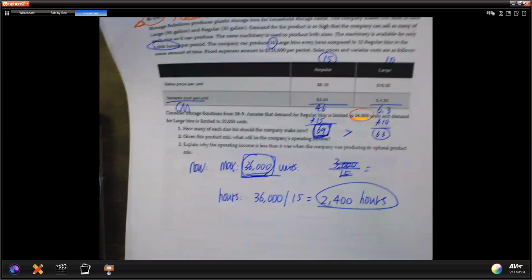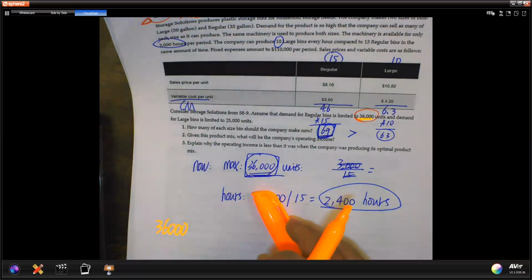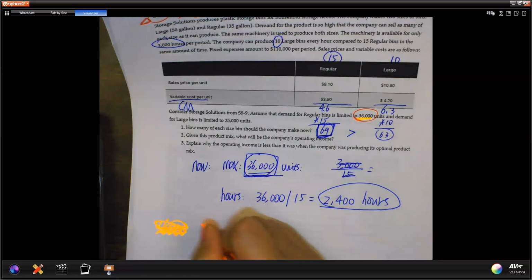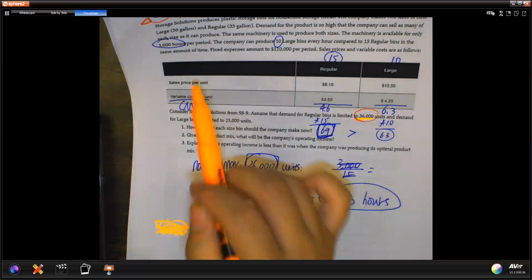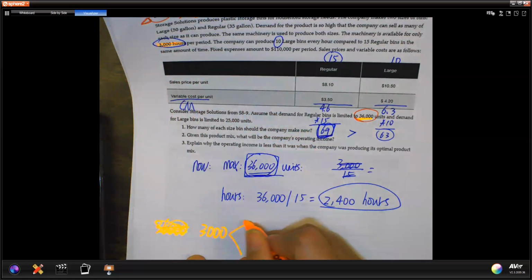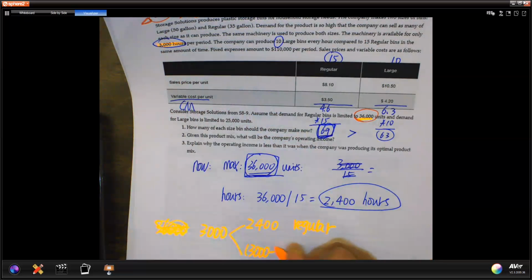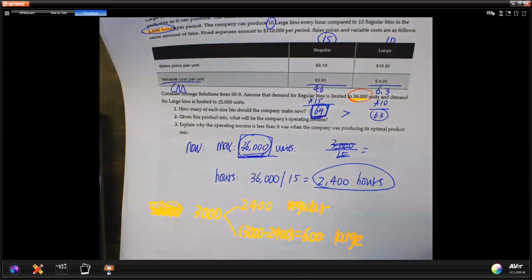Okay. So remember, in total we have 3,000 machine hours. So we should work 2,400 for our regular. And the rest, which is 3,000 minus 2,400, gives us 600 left. We should work on our large. So that's how we allocate our 3,000 total machine hours.